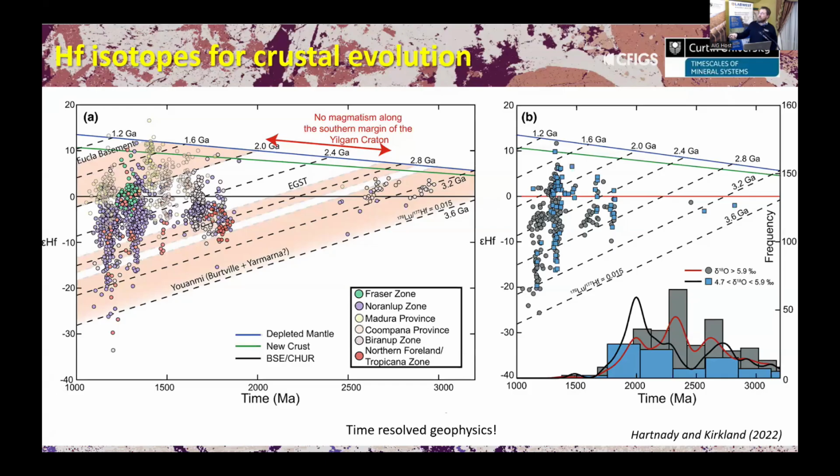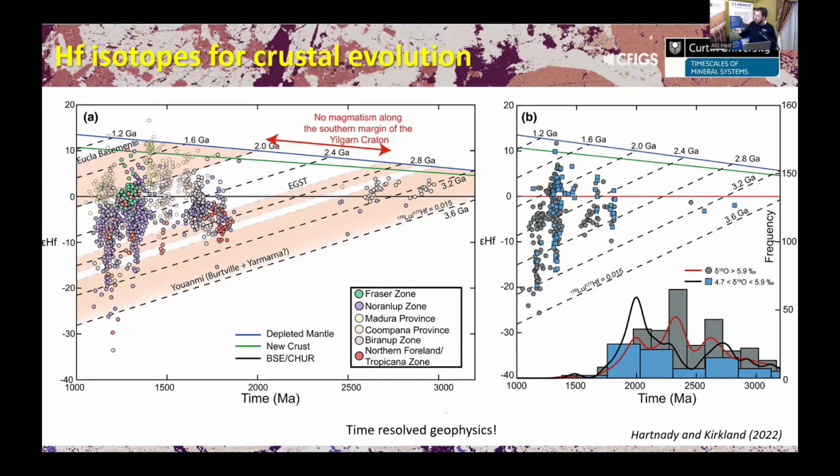And that material, you can see, has got a more juvenile signal. But it's not just juvenile addition. There is also, at the same time, reworking of that old crust. You can see it lies along these similar evolution lines. So it's sitting down here as well as up here. So that's the thing about crust production. Crust production typically isn't just a single process. It's not just juvenile input. It's juvenile input plus reworking of the existing crust that's there.